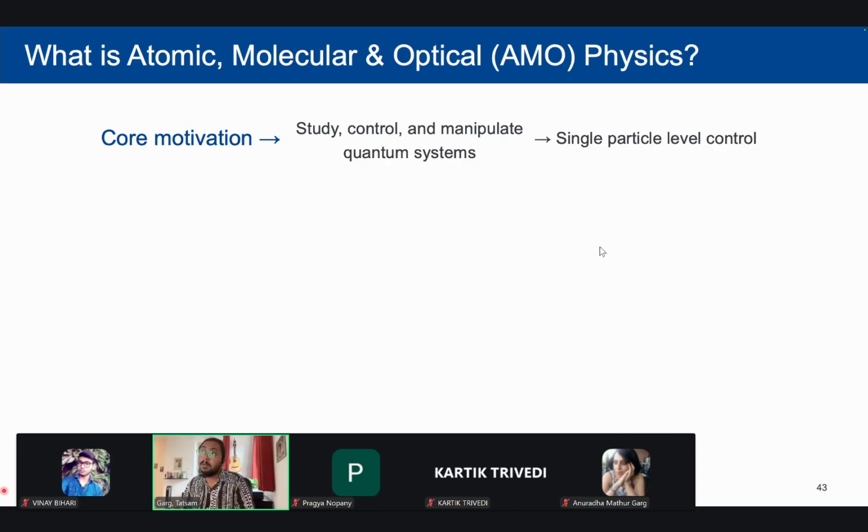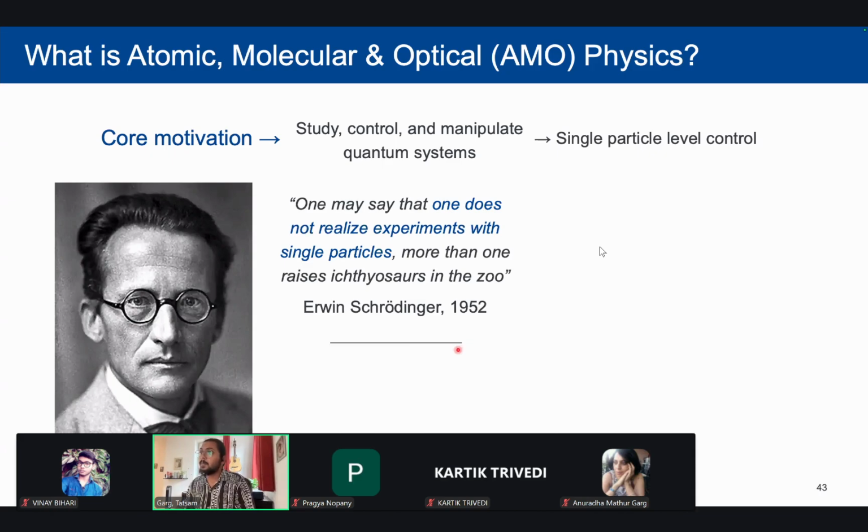Now, the problem with that is that Schrodinger said at some point, one may say that one does not simply realize experiments with single particles more than one raises ichthyosaurs, dinosaurs in the zoo. Okay. Now, this is in 1952.